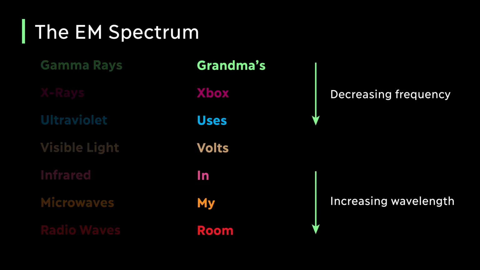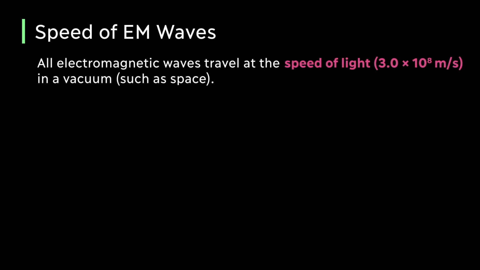To help you remember all of these waves and the order they come in, so gamma rays, X-rays, ultraviolet, visible light, infrared, microwaves, and radio waves, I use the mnemonic Grandma's Xbox uses volts in my room, going from the highest frequency and shortest wavelength to the lowest frequency and longest wavelength. You may very well find some other mnemonics to use, but remember that they may have a different order than this one.